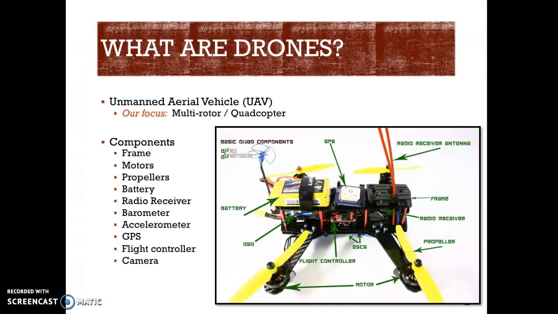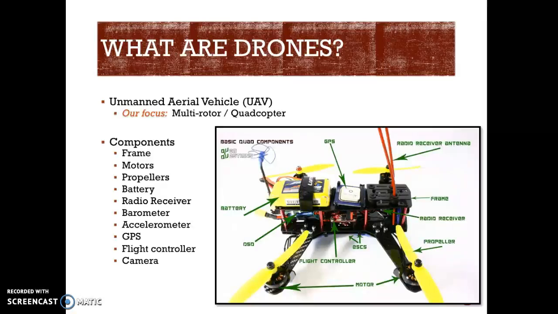The battery powers the motors and the other electrical components on the drone. The radio receiver gets commands from either a handheld controller or an automated signal. The next 4 components operate together to allow the drone to intelligently move. The barometer uses pressure to determine the altitude. This tells the drone how high up it is.